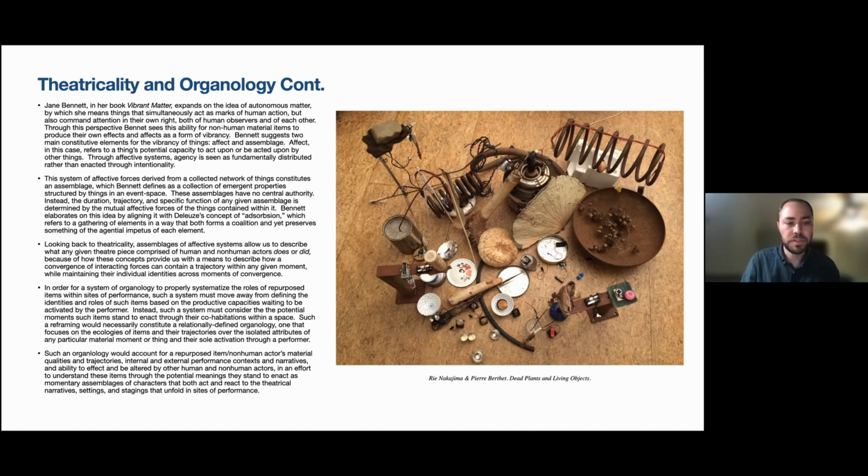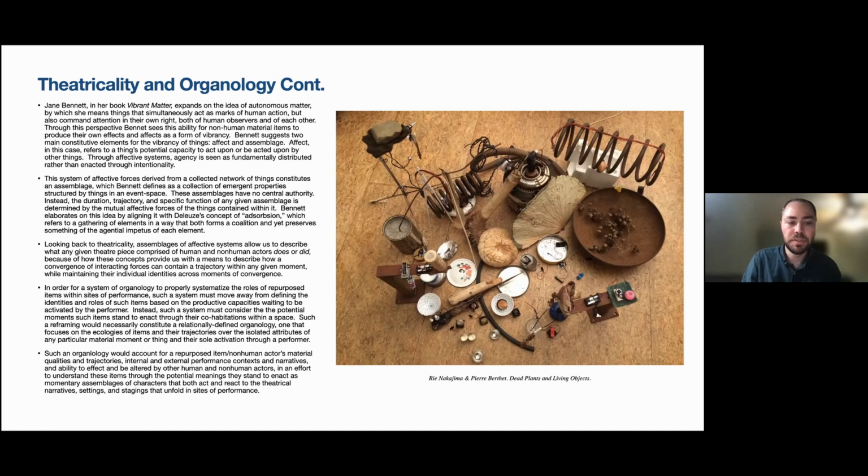So I think in order for a system of organology to properly systematize these roles of repurposed items within performance settings, such a system should move away from defining the identities and roles of such items based on their sort of uniform productive capacities that we see as being awaited to be enacted by a performer lying in wait. Instead, such a system should consider the potential moments such items stand to enact through their cohabitations within a space.